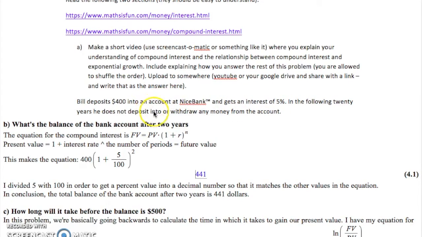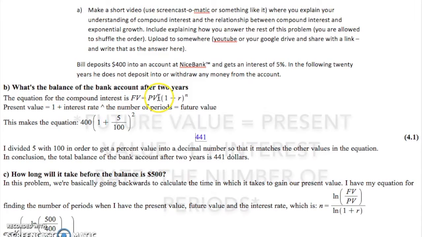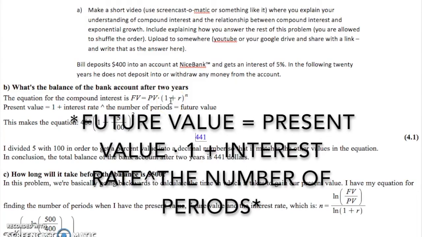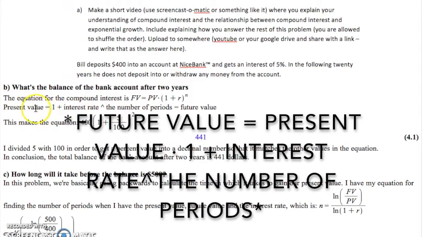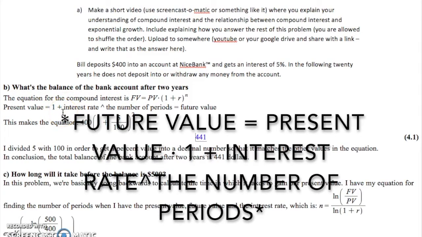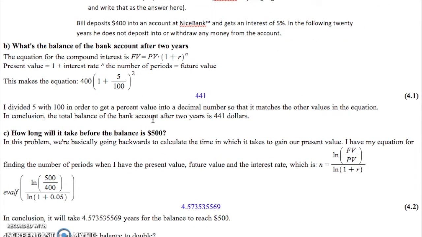So, the equation for the compound interest is future value equals present value times 1 plus r to the power of n, where n is the number of periods. So, this makes the equation 400 times 1 plus 5 divided by 100 to the power of 2, which gives me the answer 441.